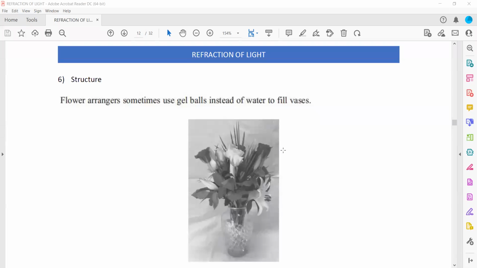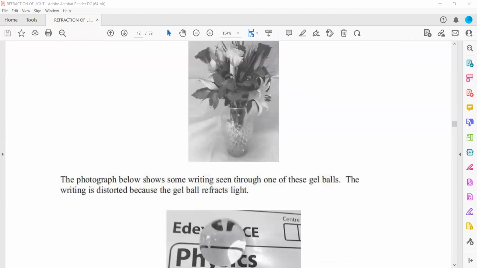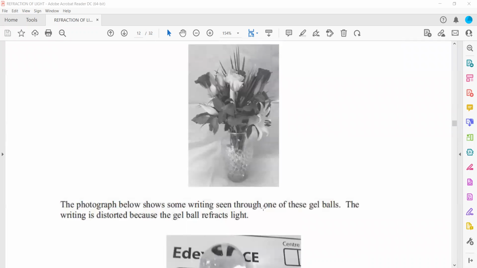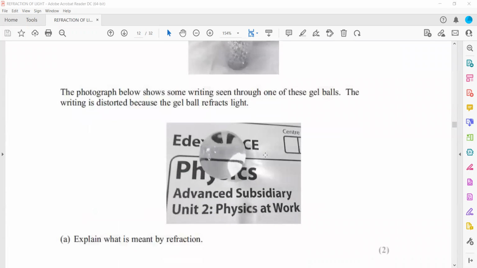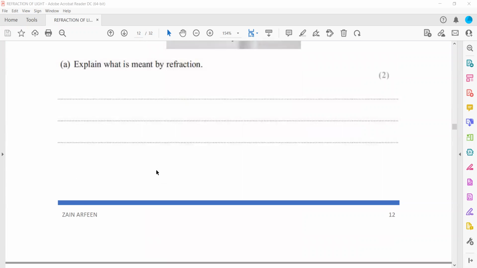In question 6, the flower arranger sometimes uses gel balls instead of water to fill the vase. These are the gel balls, as you can see. The photograph below shows some writing seen through one of these gel balls. The writing is distorted because the gel ball refracts the light. What is meant by a refraction?